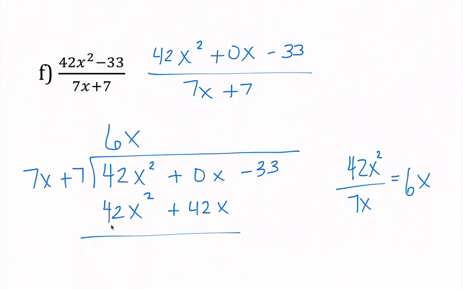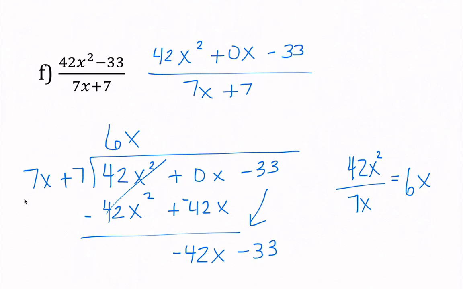All right, so for my subtraction step, I change my signs. This was a positive, so I give it a negative. This was a positive, so I give it a negative. A positive 42x squared, a negative 42x squared, opposites cancel. 0 plus a negative 42, that's going to give me a negative 42, and that was my x's. Next step is to drop down, so I drop down my minus 33.